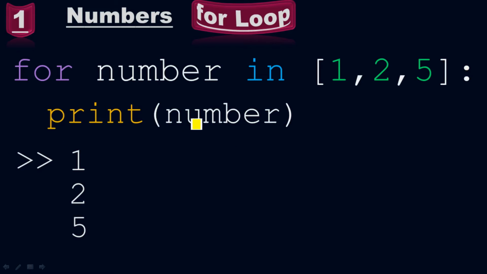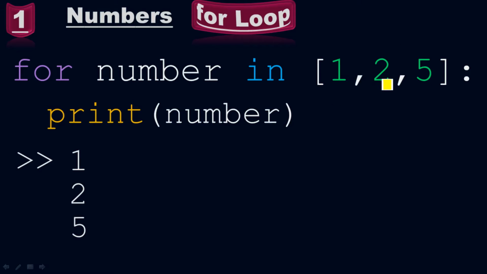So print of number. What is number? Number is just a simple name. You can put for X, you can put for A, you can put for B. It is absolutely up to you. It is just a simple name that you give it. This number shows the individual items inside this set.